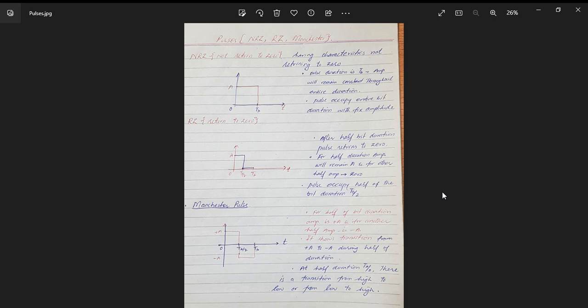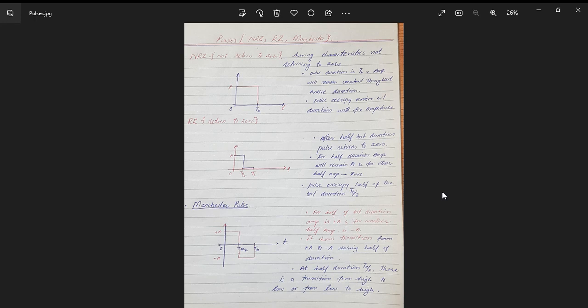In this lecture, we are going to discuss the different types of pulses. The main types are NRZ, RZ, and Manchester. We will try to explain them one by one. Very simply, the first type is the NRZ.